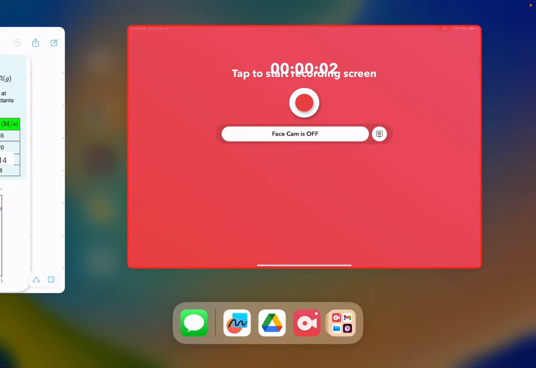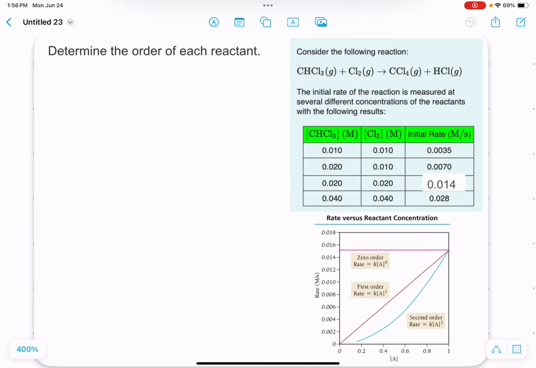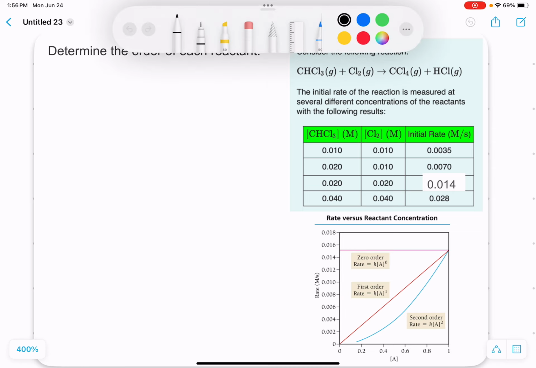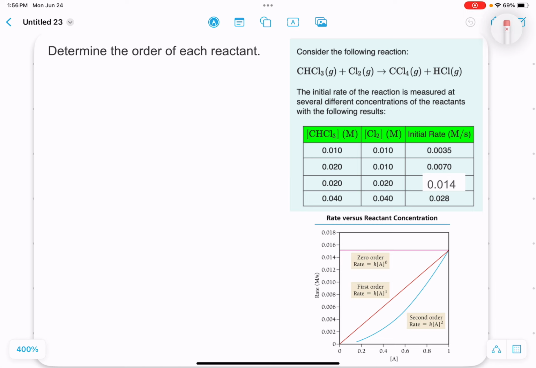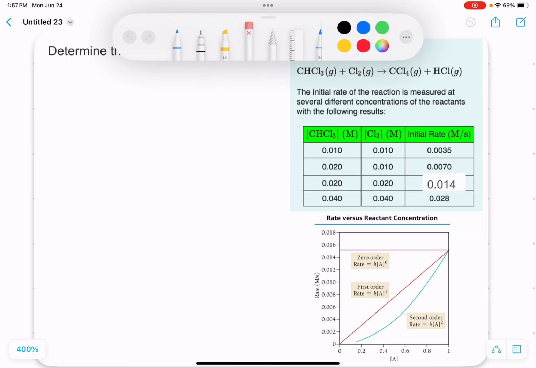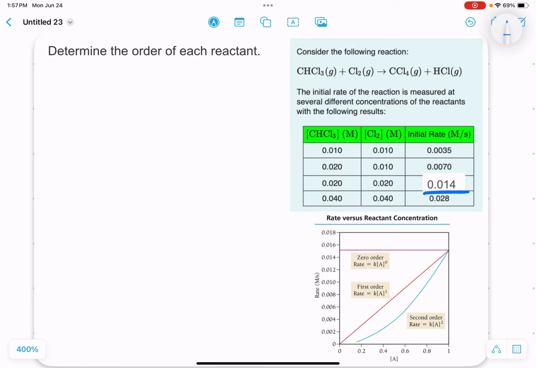Okay, this question is from chapter 15, kinetics. In class, we actually changed this question a little bit because they were trying to make it too difficult. So we changed it so that the initial rate for trial 3, and I'll go ahead and label these 1, 2, 3, 4, is 0.014.